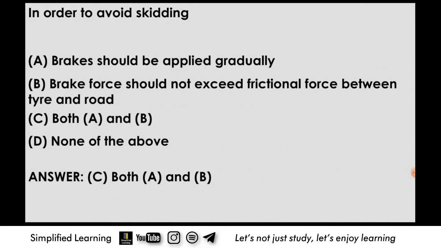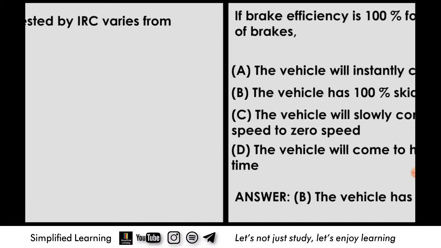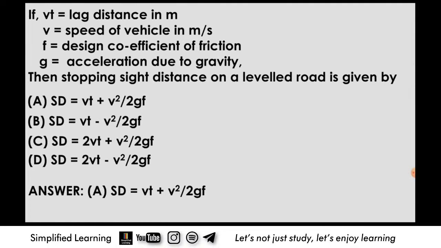In order to avoid skidding, the brake should be applied gradually, that is slowly. Brake force should not exceed the frictional force between tire and the road. Coefficient of friction as suggested by IRC varies from 0.35 to 0.40, that is the value of mu. If brake efficiency is 100% for a vehicle, then on application of brake, the vehicle has 100% skidding probability.